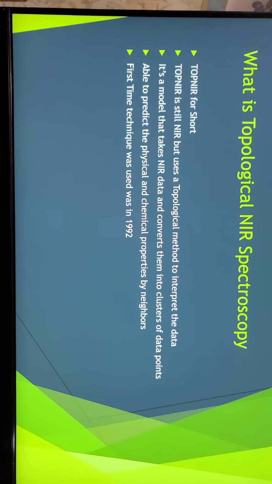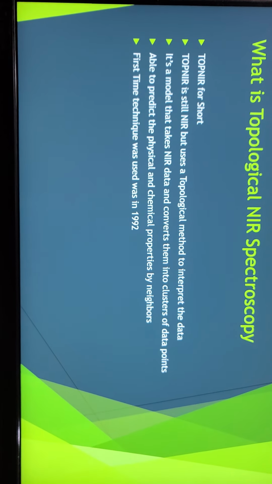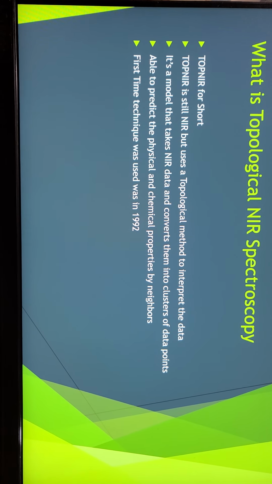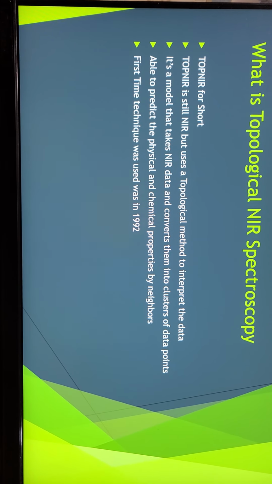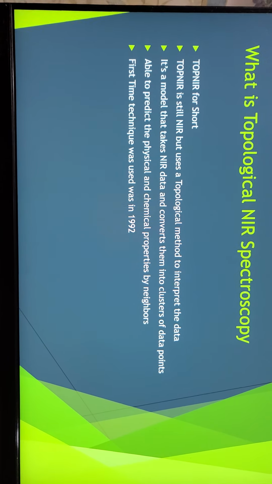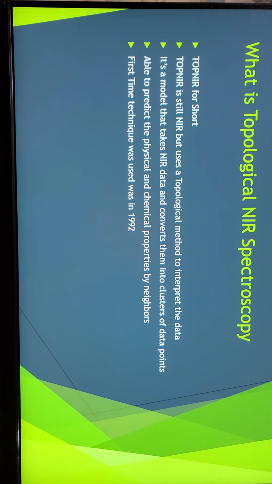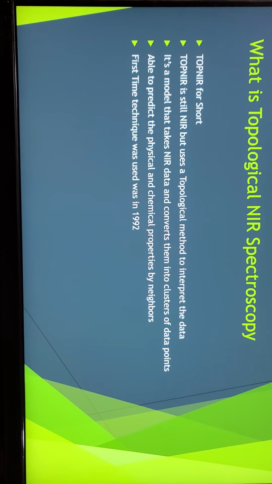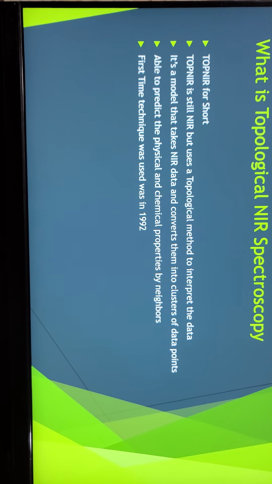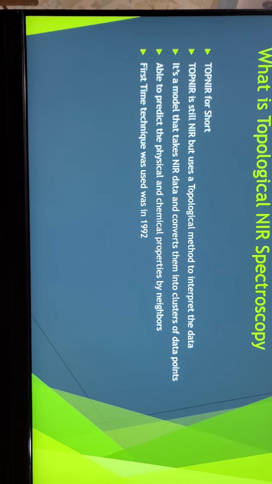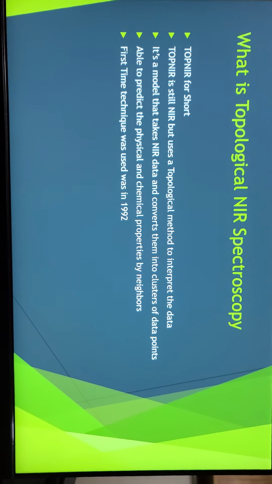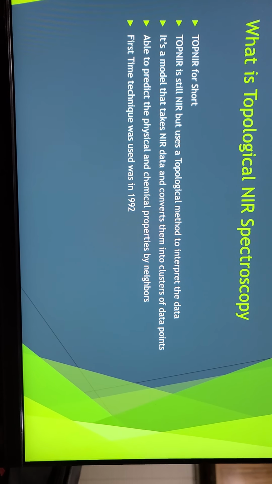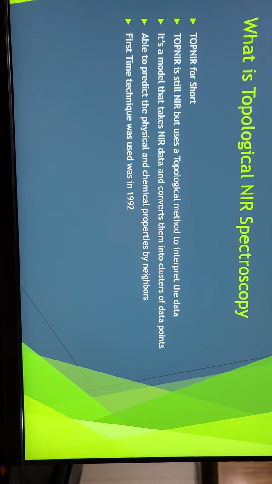It is a model that takes NIR data and converts it into different clusters of data points, and by creating these little pockets of clusters, it is able to predict the physical and chemical properties of other samples by looking at its neighbors. From what I found, this is typically used for petroleum products, anywhere from crude to stream products, all the way to gasoline and diesel. This technique was first used in a refinery back in 1992.